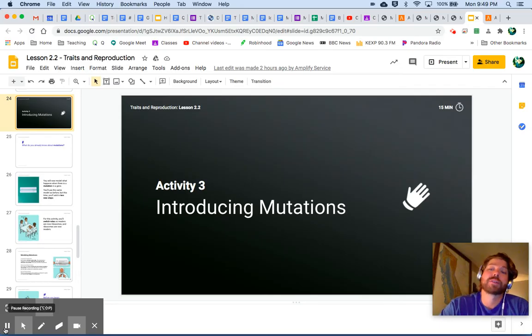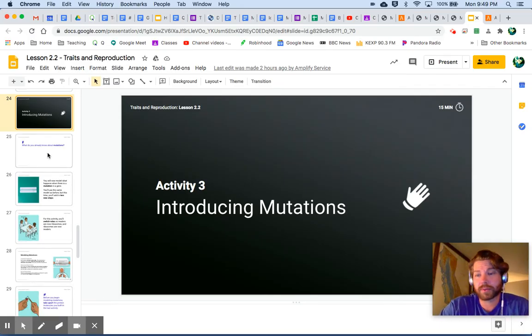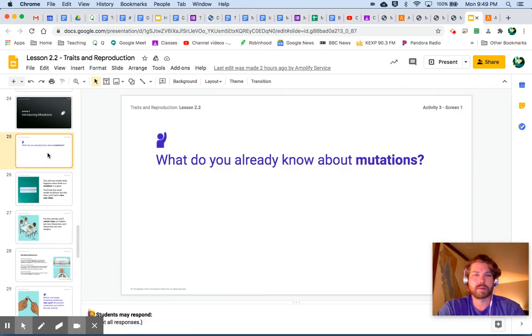Now let's talk about mutations. There is another modeling activity for this with our physical models, but we will try to navigate around it. First, what do you already know about mutations? I'm going to ask you this question when I see you. Hey, what do you know about mutations?